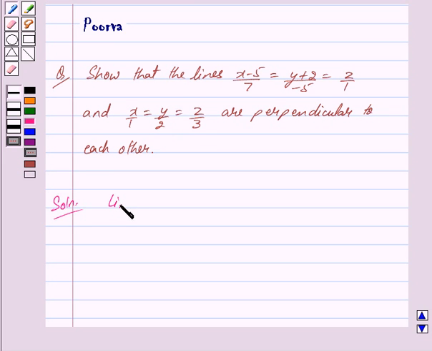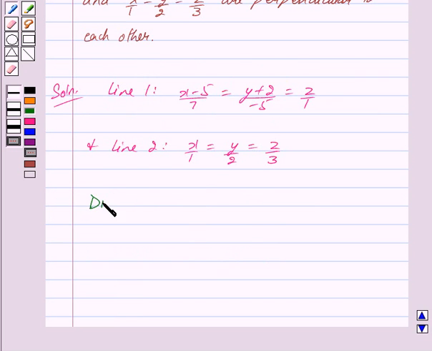Now we are given line 1 as (x − 5)/7 = (y + 2)/(−5) = z/1 and line 2 as x/1 = y/2 = z/3. Now the direction ratios for line 1, that is A1, B1 and C1, are 7, −5 and 1.